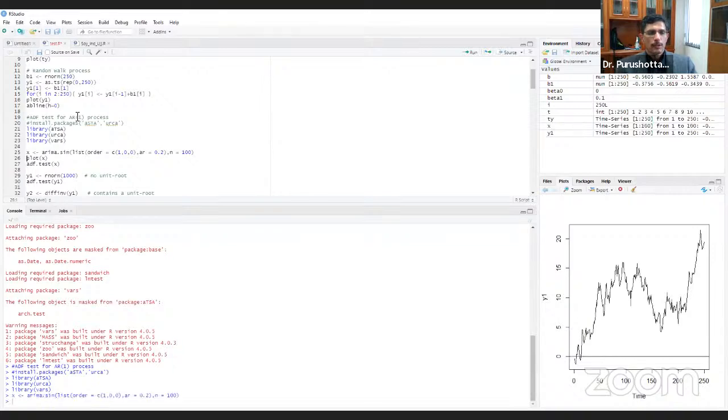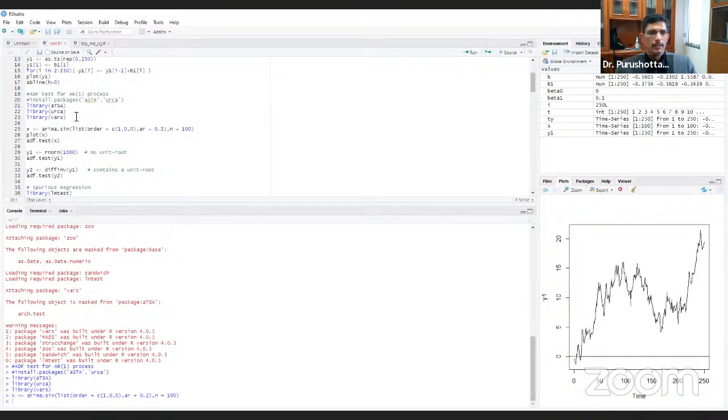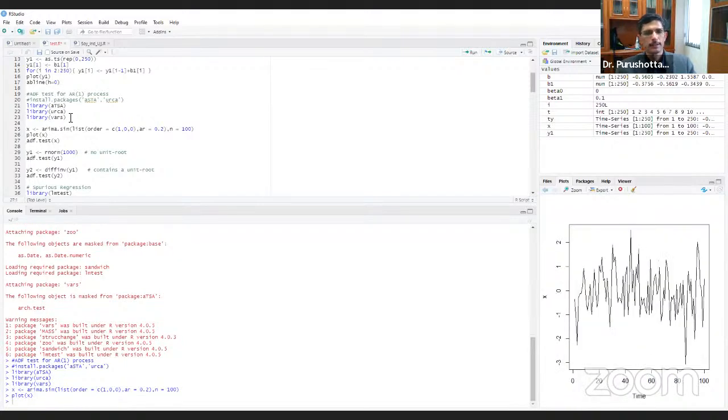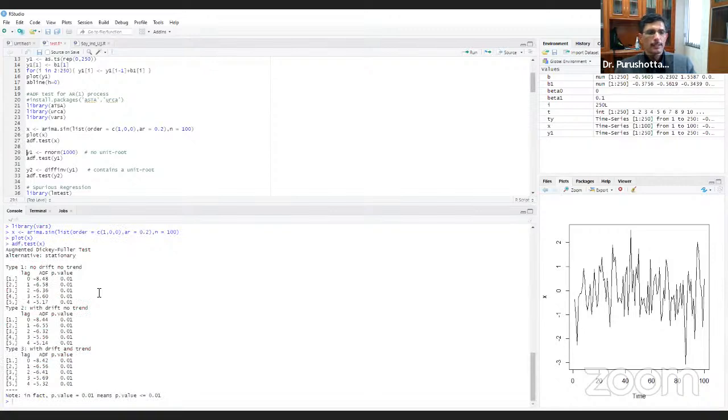So I'm going to test for ADF again, on the series which we have generated. This one is a series named X, which we generated as an ARIMA model. Then we are going to test whether the series is stationary or not. The results clearly indicate that the series is stationary at levels.